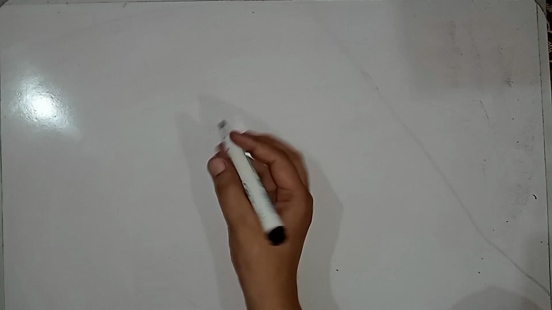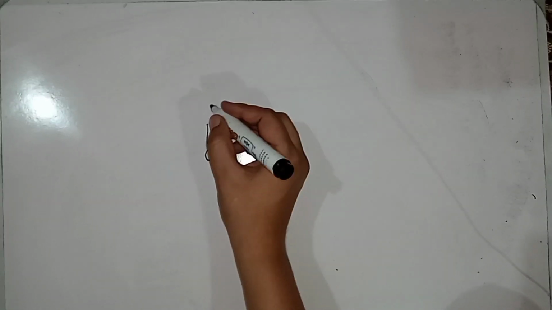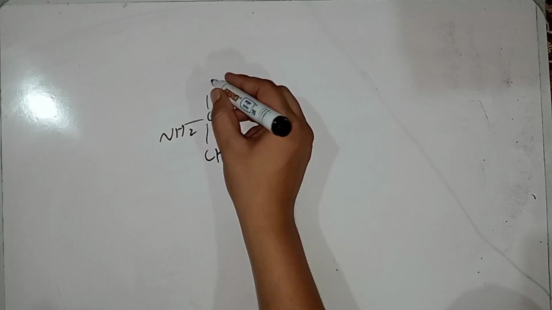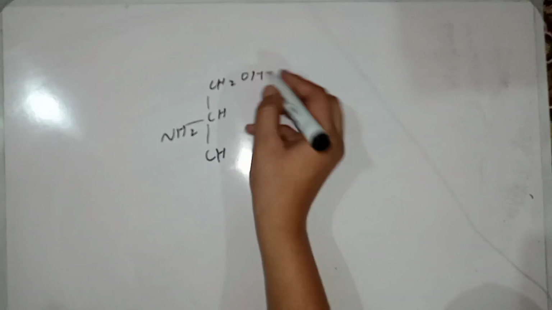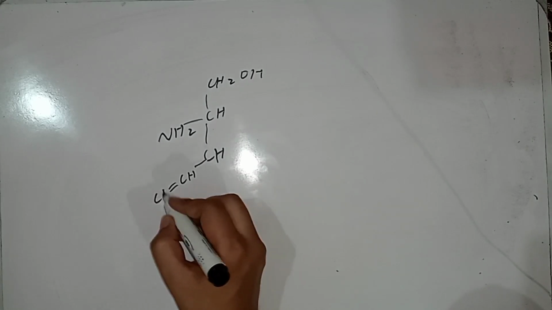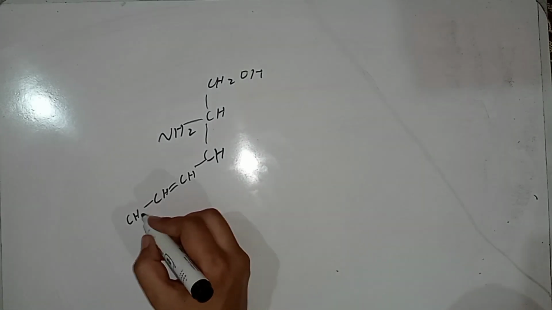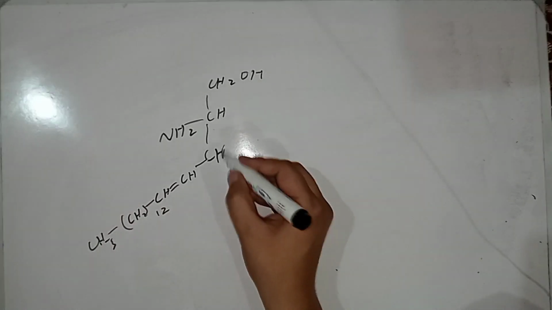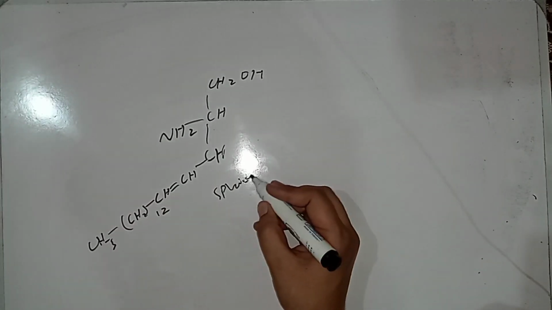We next come towards sphingophospholipids. We should know sphingosine. Sphingosine is the base, as we write here: CH2NH2 and then CH2OH, and here the structure is CH double bond CH, then CH2 12 CH3. This is the base which is called sphingosine. It is involved in the structure of sphingomyelin.